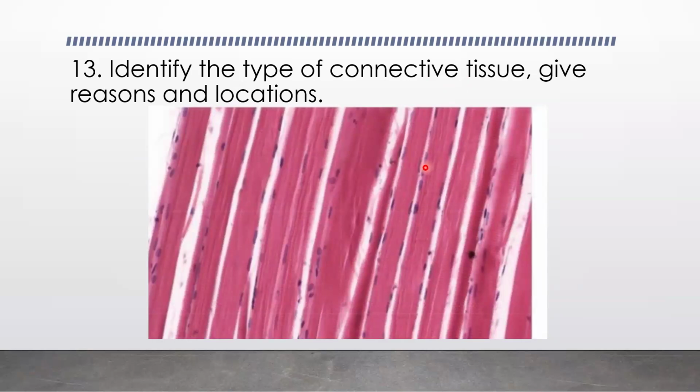Identify the type of connective tissue given and give reasons and locations. So ideally at this point, this is skeletal muscle. Skeletal muscle is very important because it can easily be confused with dense regular connective tissue. So appreciate the striations, the peripheral nucleation, that it is multinucleated, that the fibers are parallel to one another, and that there is no branching of these fibers.